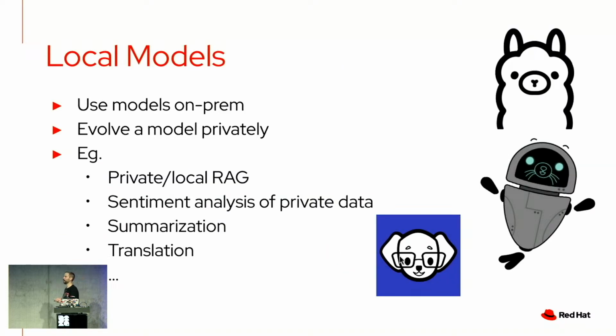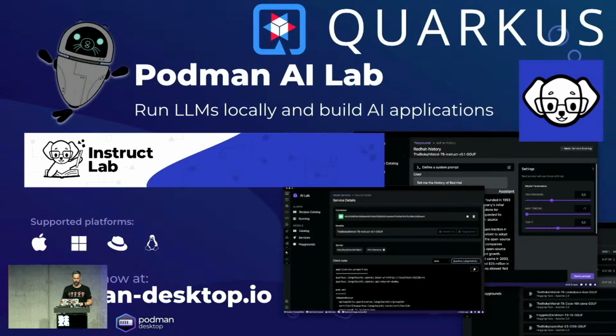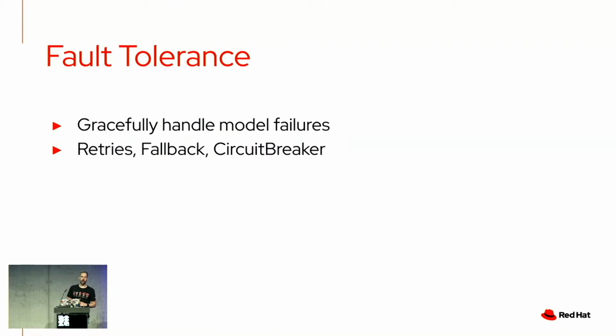I was using OpenAI ChatGPT basically for now, but you can actually use models running on your local machine as well, right? And you can use that with LangChain4j as well. So, you can use Ollama, you can also use Podman AI Lab to serve some models, or Instruct Lab. So in this case, I'll use Podman AI Lab.